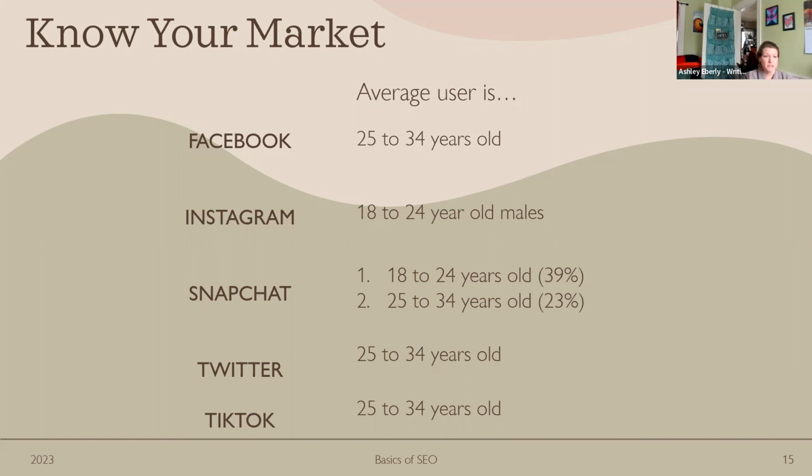So Facebook, 25 to 34. Instagram trends 18 to 24, and typically most of the users on Instagram are males. So if you're trying to reach a younger male audience, having a presence on Instagram is key. Instagram is also another really popular place for restaurant posts, but that's more for branding versus active marketing campaigns. Snapchat, as you can see, gets into, again, a little bit of a younger demographic.